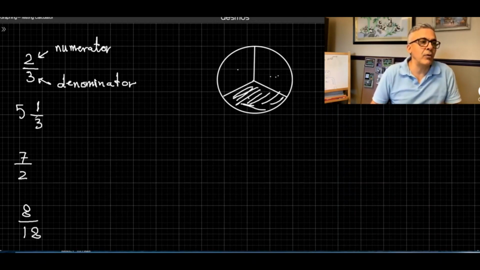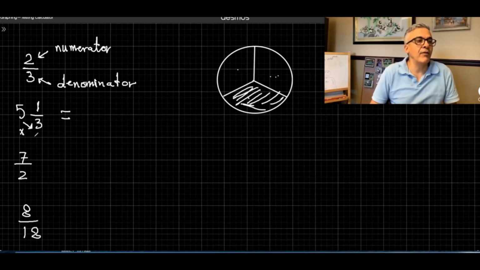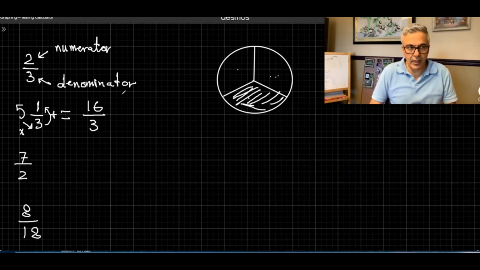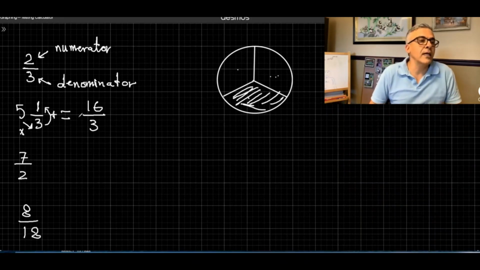Then what we're going to look at is mixed numbers. We call this a mixed number. If we want to change from a mixed number to a fraction, or improper fraction, what you do is multiply 5 by 3, you get 15, and then you add 1 to the 15. So 5 times 3 is 15, plus 1 is 16. You write 16, and you keep the bottom, or the denominator, the same. So this is 16/3.